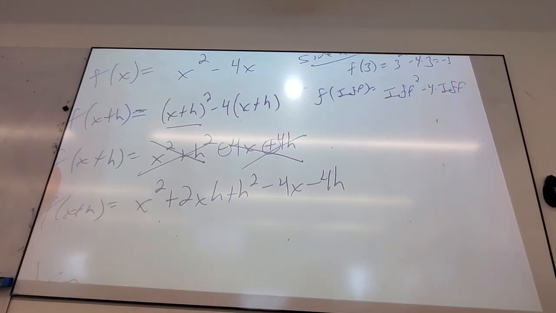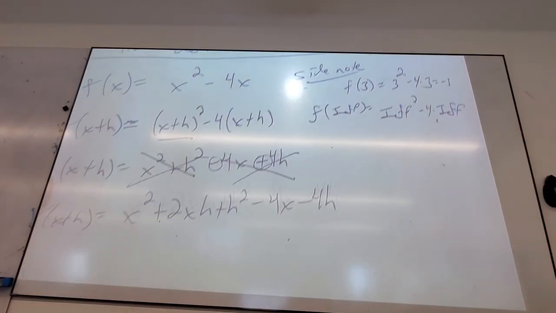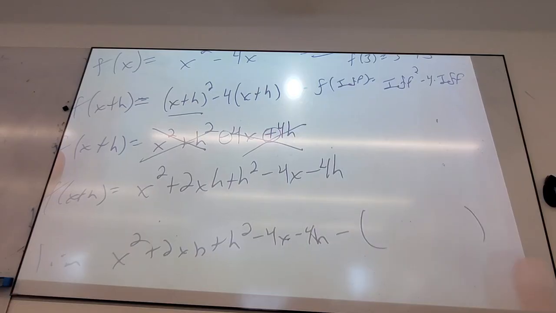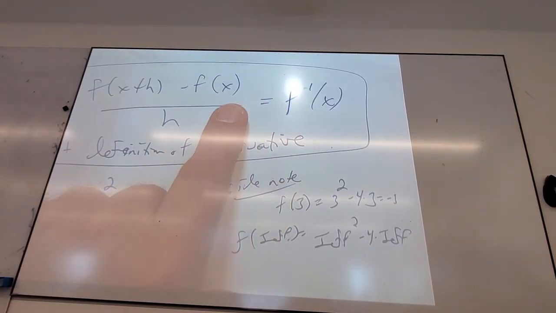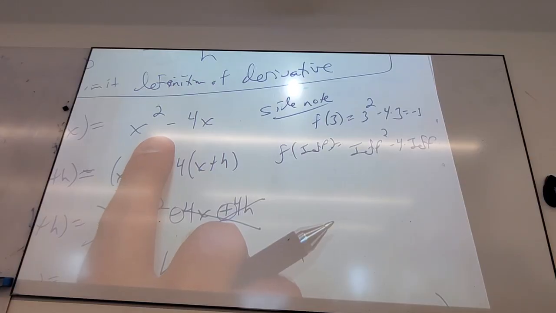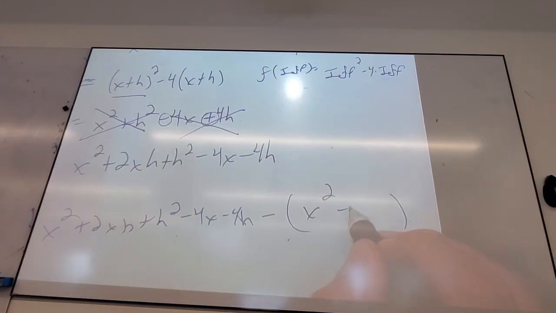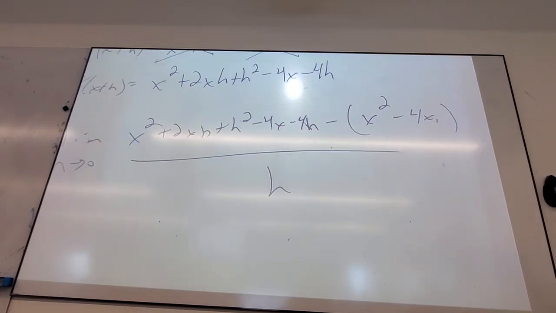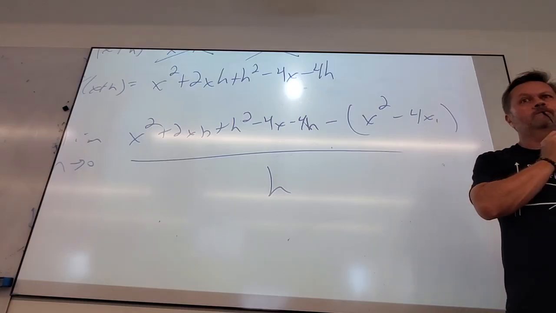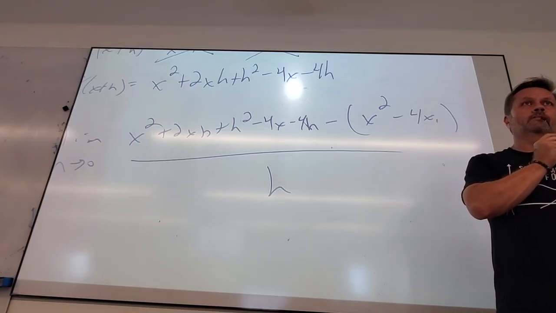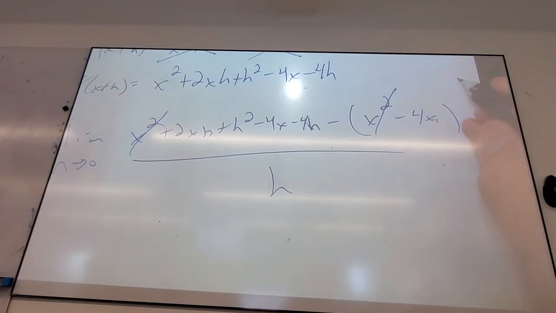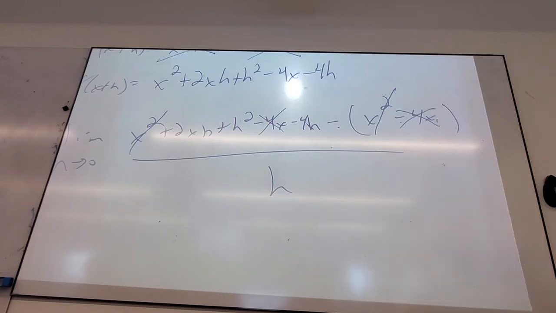So now can I piece this together? I put f of x plus h. Minus, and here's another big mistake people make, minus f of x. So I'm going to subtract the entire f of x, all over h. And you see a lot of stuff start to cancel there, right? What cancels? X squares cancel, x squared minus x squared. Negative 4x minus negative 4x, yes?